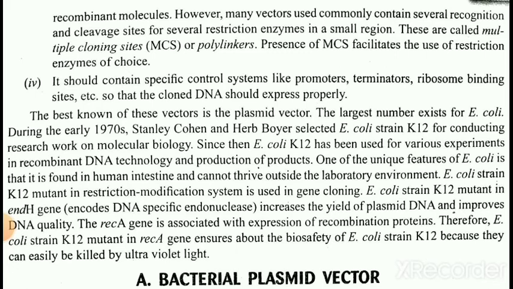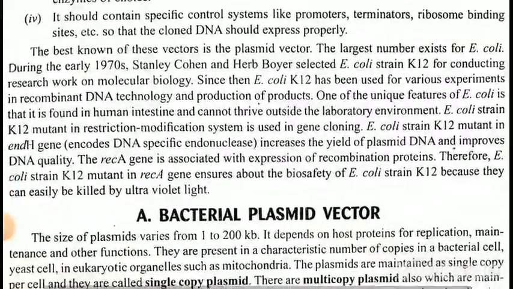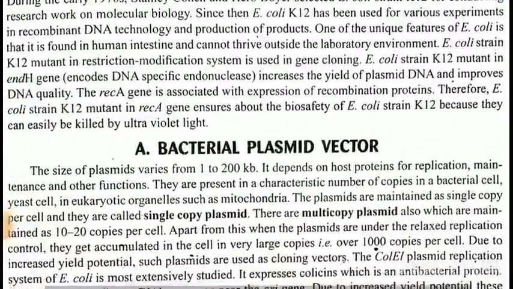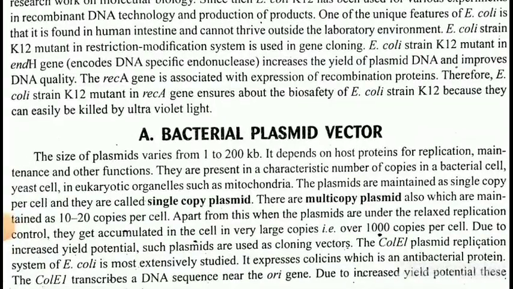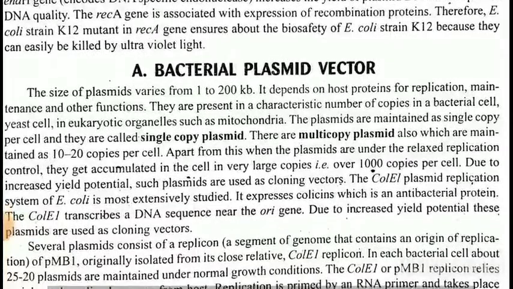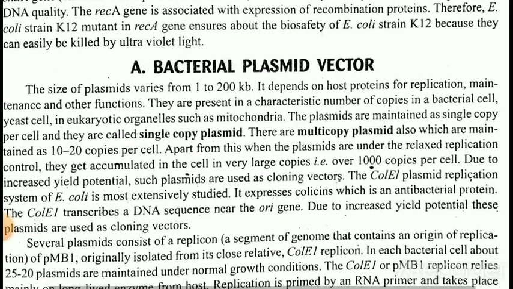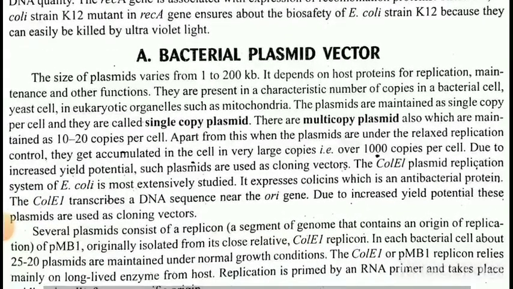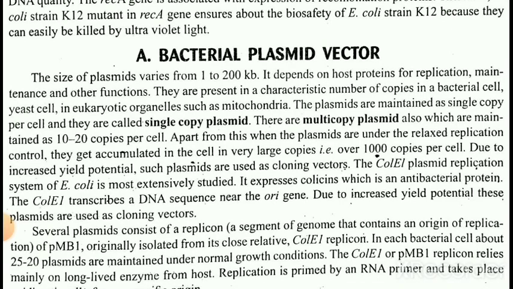E. coli strain K12 mutant in the restriction modification system is used in gene cloning. E. coli strain K12 mutant in the endA gene, which encodes a DNA-specific endonuclease, increases the yield of plasmid DNA and improves DNA quality. The recA gene is associated with expression of recombination proteins. Therefore, E. coli strain K12 mutant in the recA gene ensures biosafety of E. coli strain K12 because they can easily be killed by ultraviolet light.